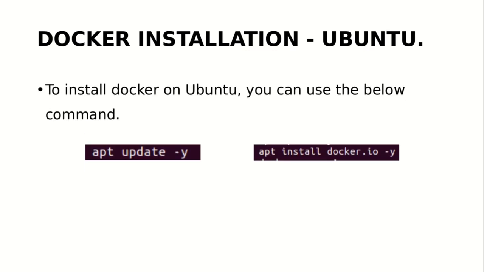To start your Docker installation, you'll need to first update your machine. Once again, to run this command, make sure you're a sudo user. If not, you can append this command with sudo, and then you can run this. The first command will update your Ubuntu machine, and then you can run this command, which is install docker.io -y, and this will install Docker for you.